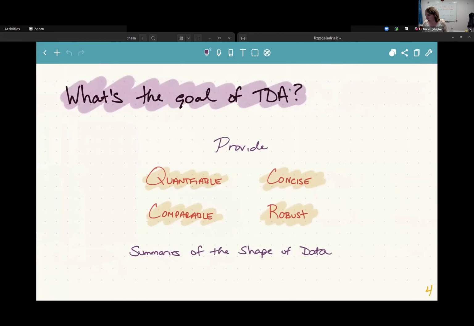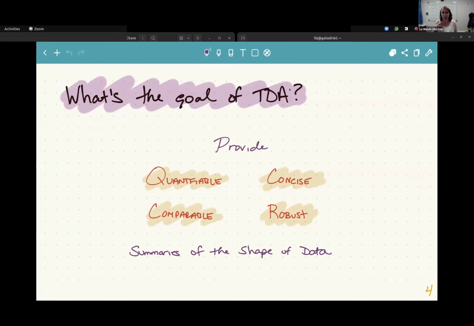So in general, the way I tend to think about these methods is we're trying to find ways to summarize shape and data with a lot of goals in mind at the same time, right? So quantifiable, just meaning that I have some sort of quantitative object I can work with no matter how weird it is. Concise, meaning it's smaller than the original data set. Comparable means I have access to things like metrics, and robust, meaning under those metrics, these representations are nice, even if you're given noisy variants of it.